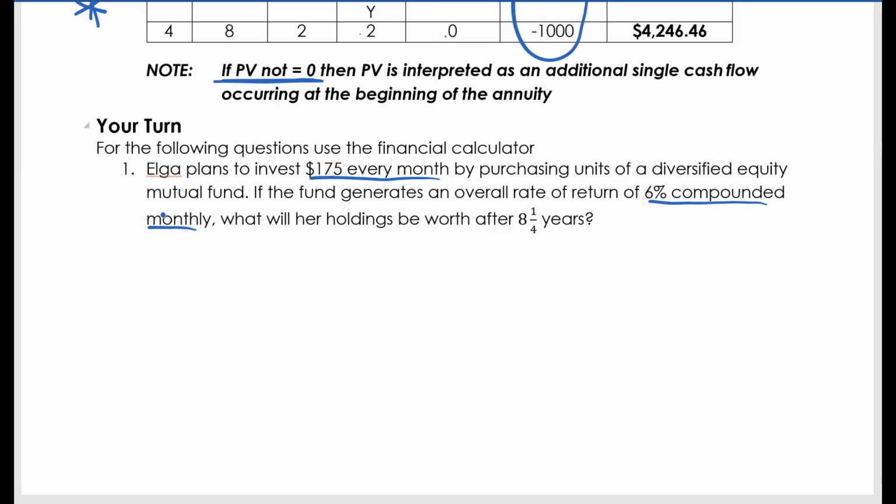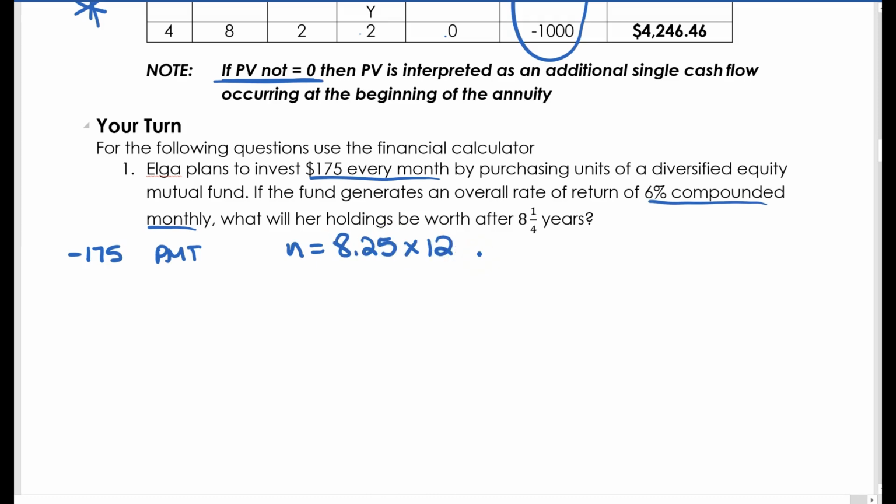So let's figure out our numbers here. So we have payments, 175 payment. We have N is 8.25 years, so 8.25, and it's monthly, so times 12, and you get 99. So that's our N. I'm going to write it the way I would plug it in: 99 N.